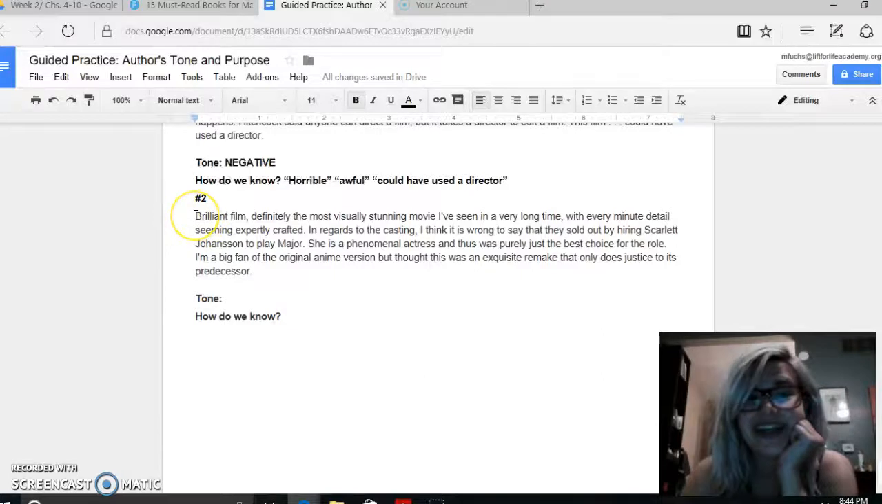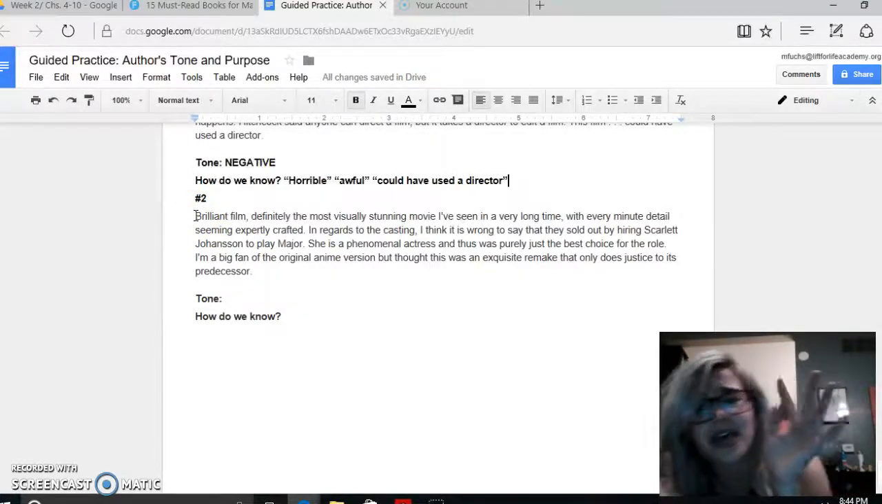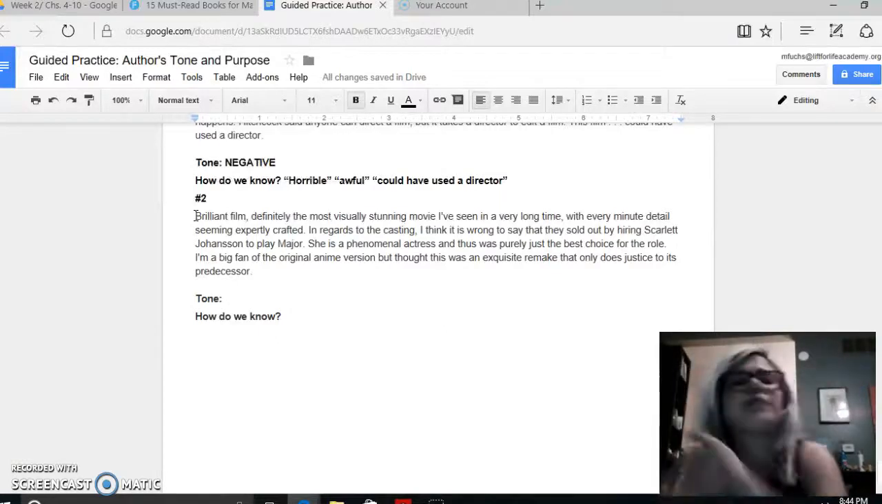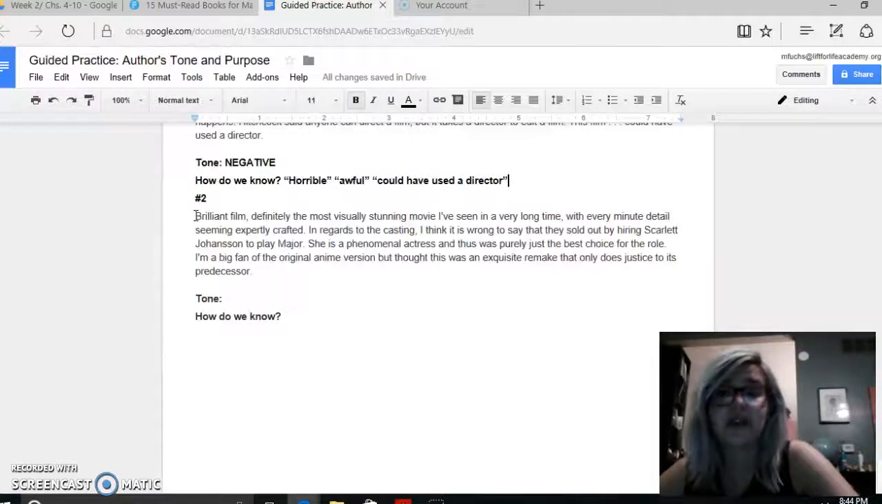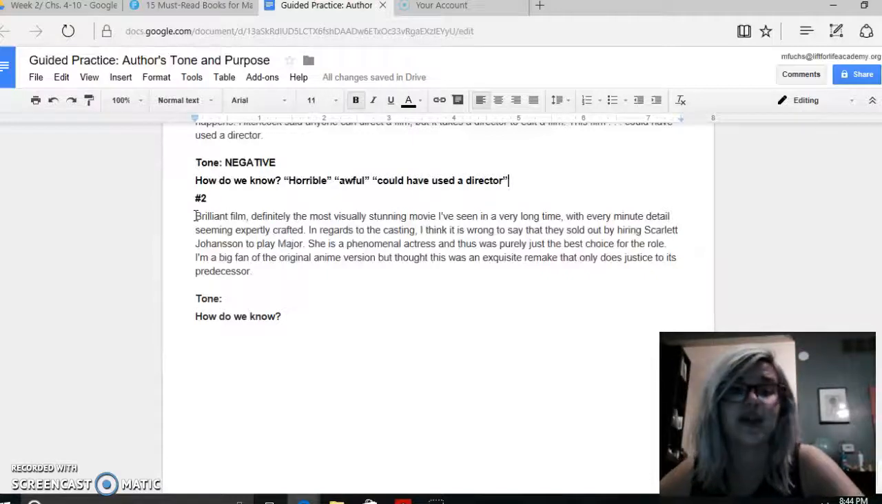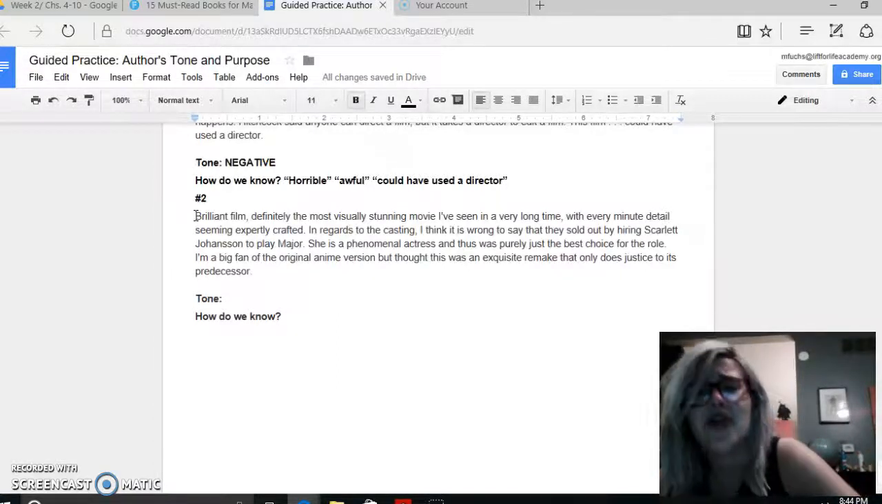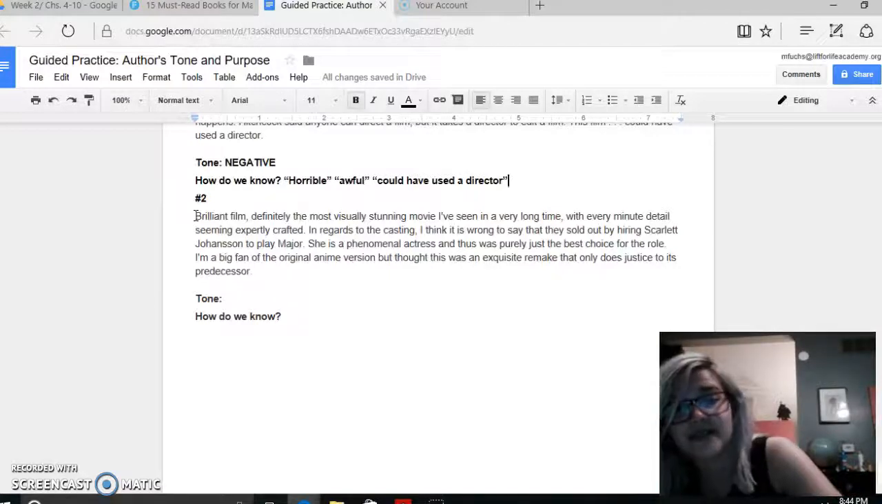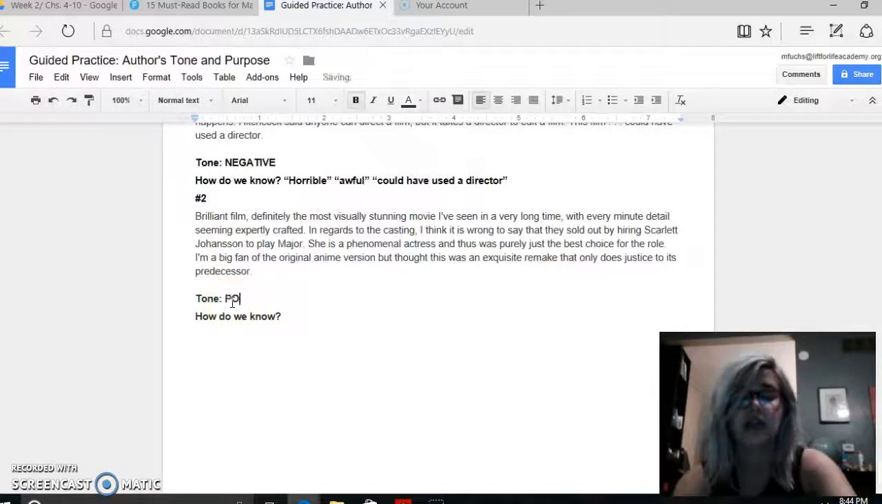Number 2. It's a brilliant film. Definitely the most visually stunning movie I've seen in a very long time, with every minute detail seeming expertly crafted. In regards to the casting, I think it's wrong to say that they sold out by hiring Scarlett Johansson to play Major. She is a phenomenal actress, and thus was purely just the best choice for the role. I'm a big fan of the original anime version, but thought this was an exquisite remake that only does justice to its predecessor. Very clearly, the tone of this review is positive.